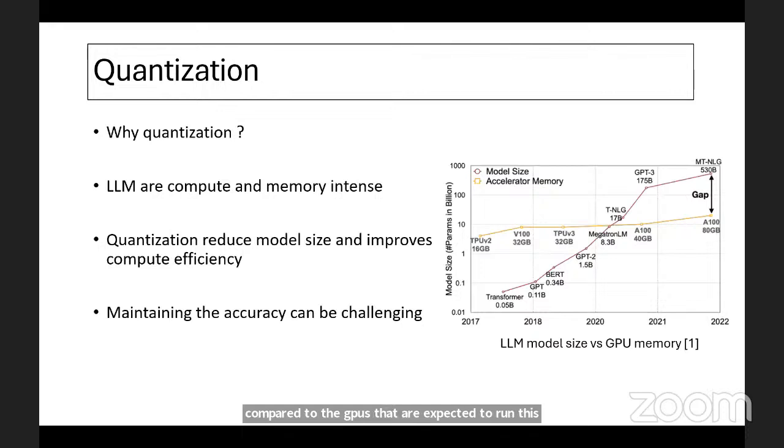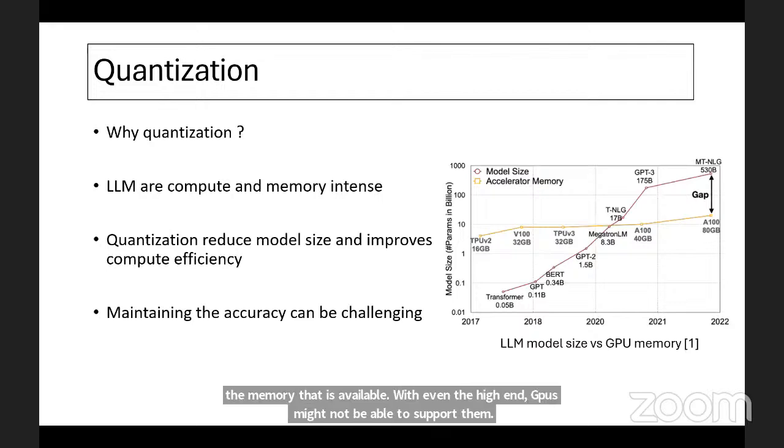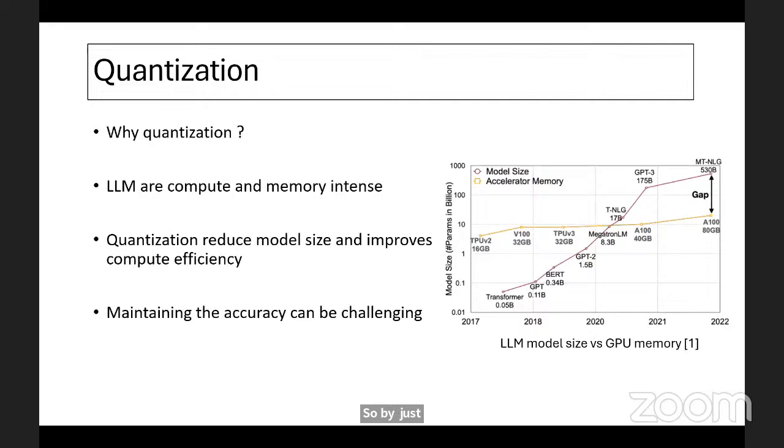Here is a graph that shows you how some of these large language models have hundreds of billions of parameters, and the memory that is available with even the high-end GPUs might not be able to support them. So by just using quantization, you might be able to bring the size of these LLM models to a fraction of what they usually are, with minimal loss in accuracy, so that you should be able to run them on a more moderate device. So it helps you to reduce the model size as well as improve compute efficiency.